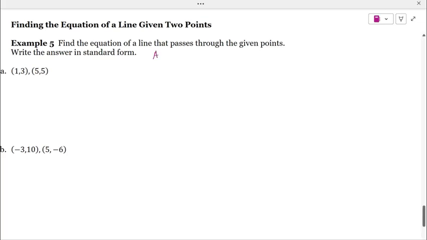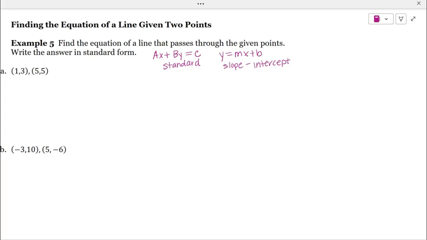Standard form looks like this: ax plus by equals c. This is standard, as opposed to y equals mx plus b. This is called slope-intercept form, because we can see the slope, which is m, and the y-intercept, which is b.